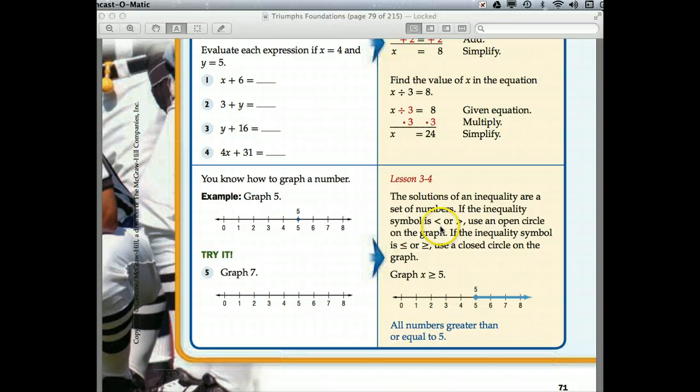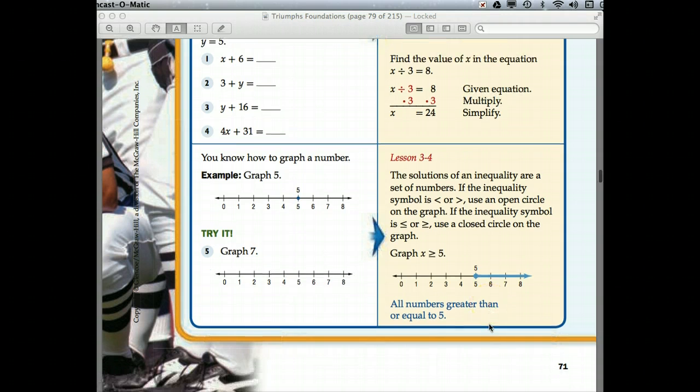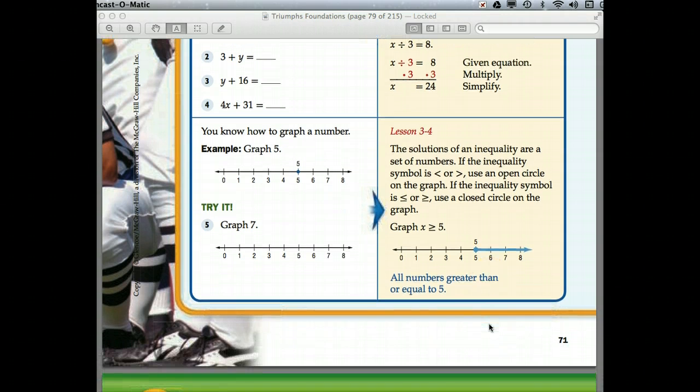So if the inequality symbol is less than or greater than, and you need to understand that this means less than, this one means greater than, so get that in your notes, you're going to use an open circle on the graph. But if the inequality symbol has this line underneath it, which means or equal to, then it's going to be a closed circle on the graph. So looking at this one, is it going to be an open circle or a closed circle? Yes, it's going to be a closed circle. So we graph our closed circle, and x is everything that's greater than 5. So that's why we graph it this direction. Very good. Okay, so we are ready to begin Lesson 3.1.